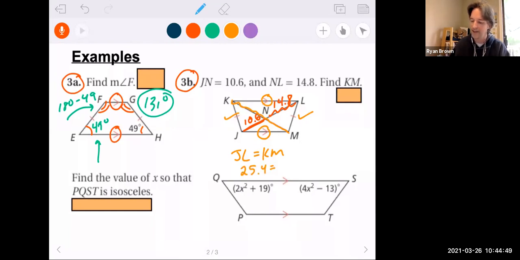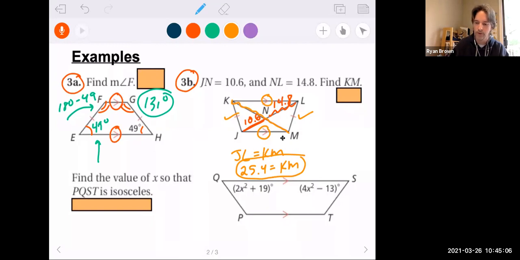So how much is KM? Indeed, 25.4. You could see in the trapezoid, they're not bisected though. These diagonals are not bisecting each other. Remember, if they did, it'd be a parallelogram, but they're not. But in an isosceles trapezoid, the diagonals are definitely congruent.